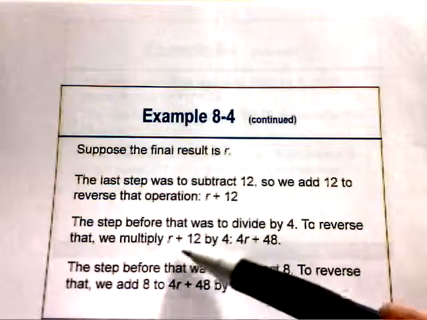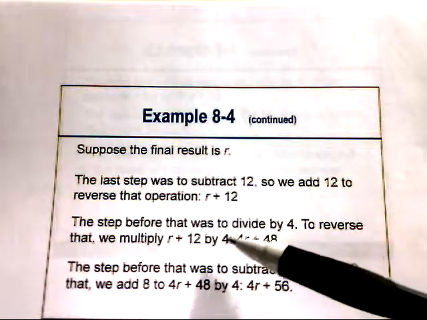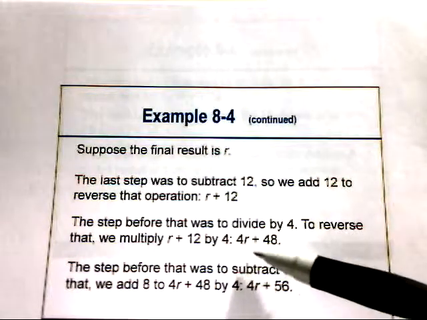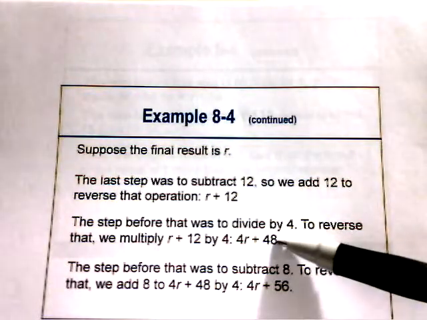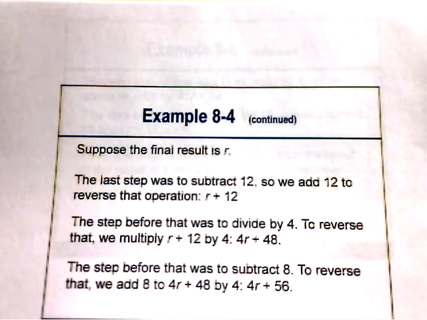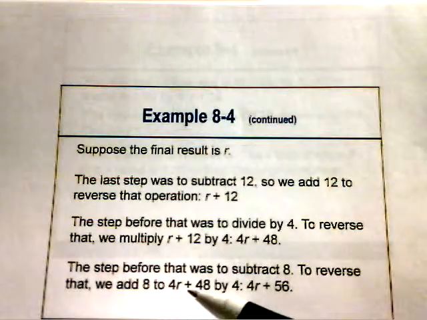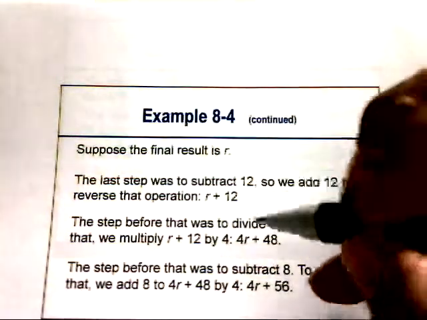So here you're going to have 4 times R, that's going to be 4R, and then 4 times the plus 12 will be plus 48. So that's going to be 4R plus 48. The step before that was to subtract 8. So to reverse that, we're going to add 8 to the 4R plus 48.